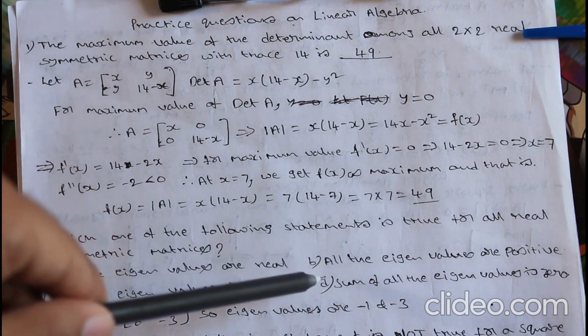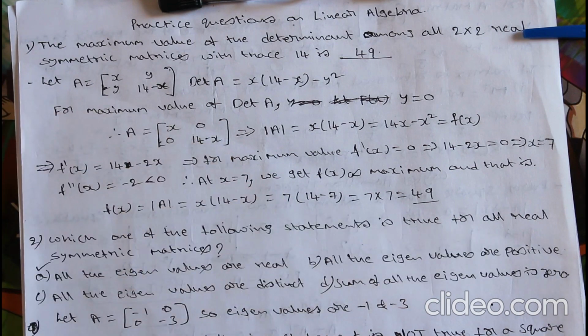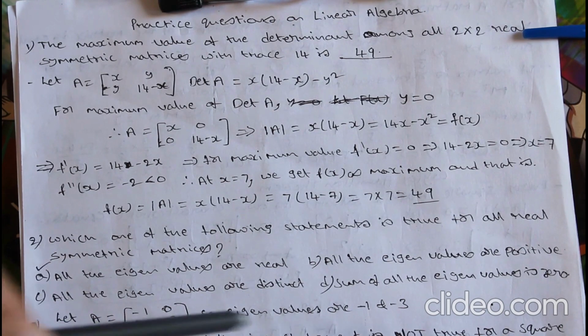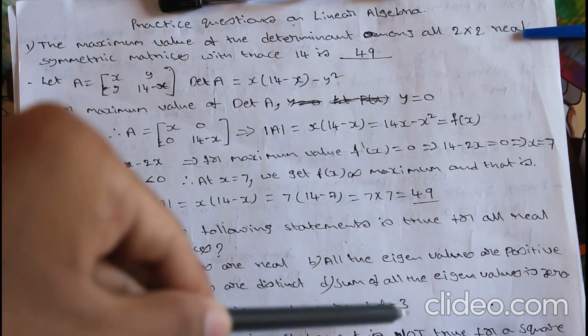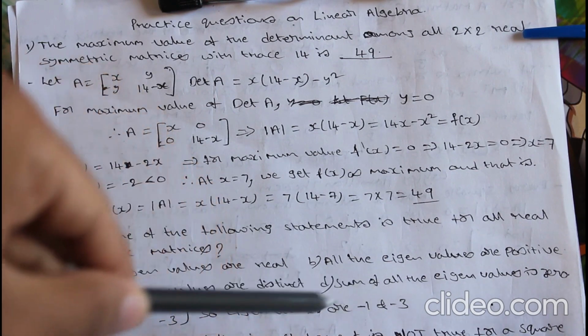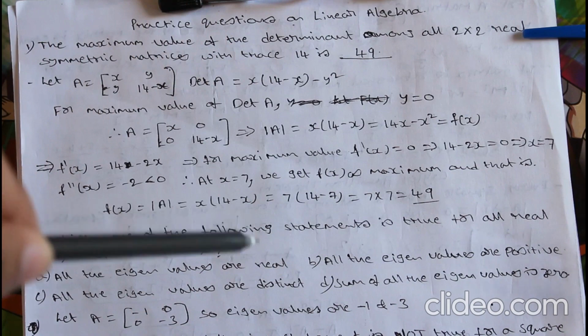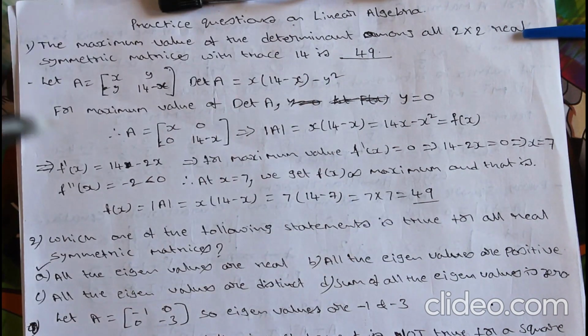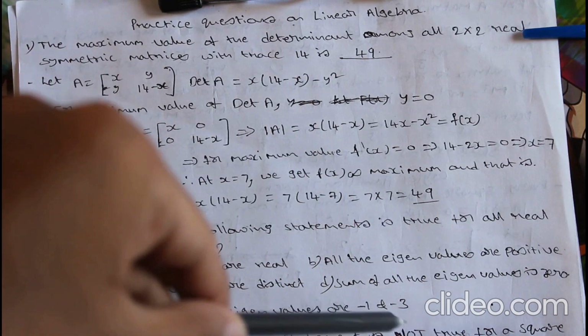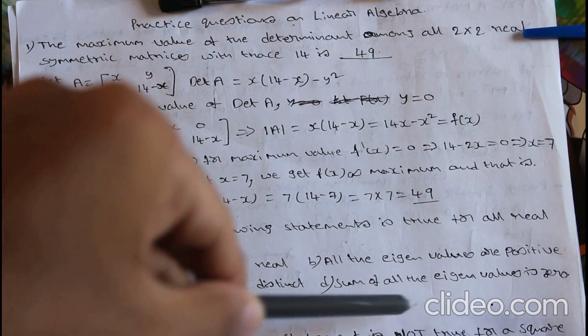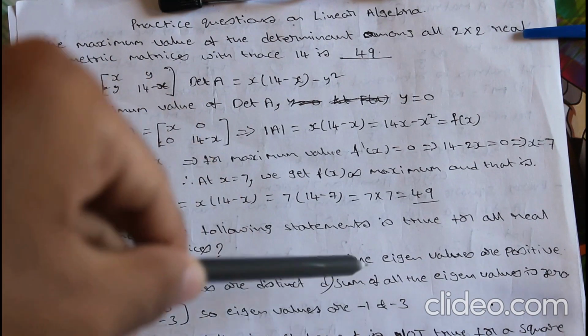Now look at option 2: all the eigenvalues are positive. No, that is wrong. Let us see. Suppose we take a matrix A with elements -1, 0, 0, -3. It is a diagonal matrix, so the eigenvalues are directly the diagonal elements. So the eigenvalues are -1, -3. These two eigenvalues are not positive, they are negative in nature. So option B is wrong, because here we got -1, -3 negative values.